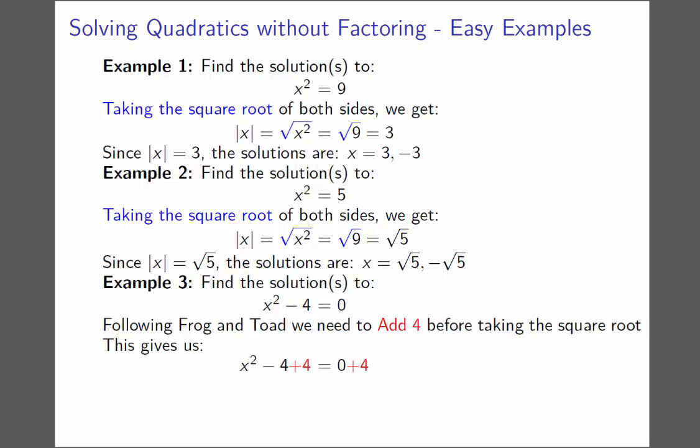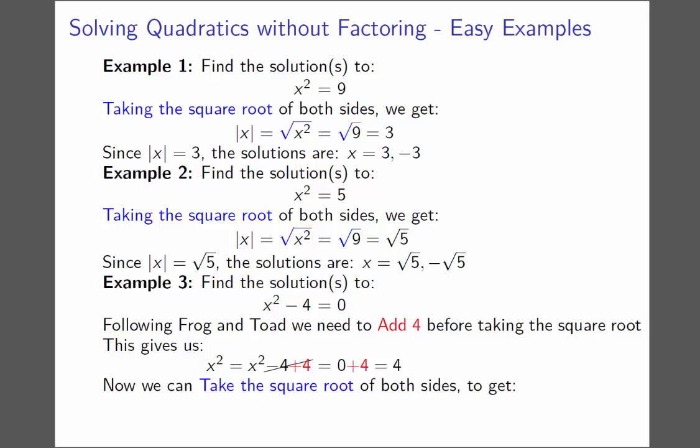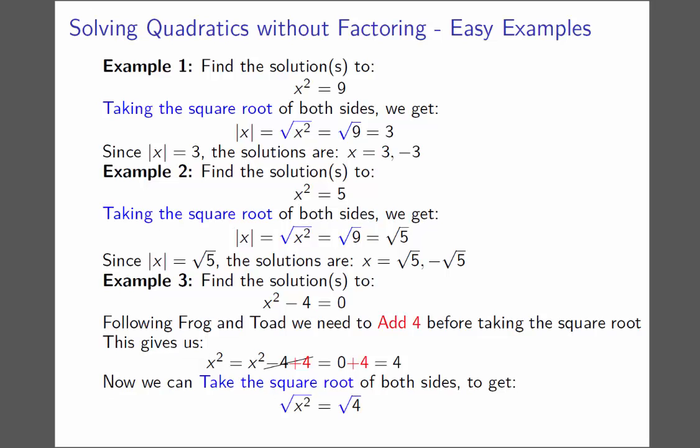This gives us x squared minus 4 plus 4 equals 0 plus 4, which is 4 on the right and just x squared on the left. Now, we can solve this equation by taking the square root of both sides as we did in the earlier examples. This gives us the square root of x squared equals the square root of 4, which is 2.